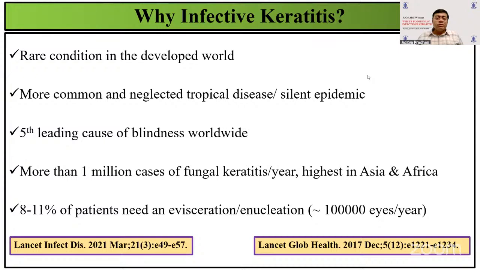So why are we talking about infective keratitis? Although it's a rare condition in the developed world, it is very common and a neglected tropical disease in our part of the globe, and a silent epidemic, so to say. It's the fifth leading cause of blindness worldwide. More than 1 million cases of fungal keratitis are seen every year. It is highest in the continents of Asia and Africa.